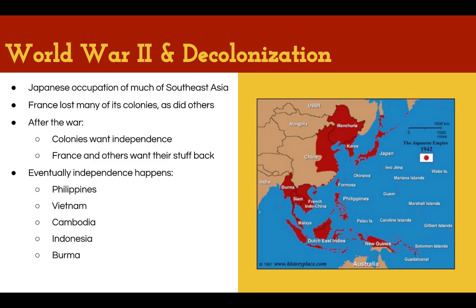Eventually, these countries do gain independence: the Philippines, Vietnam, Cambodia, Indonesia, and Burma, which is now known as Myanmar. They all gained independence, but it took different forms, and they met different challenges. So let's take a look at these countries.